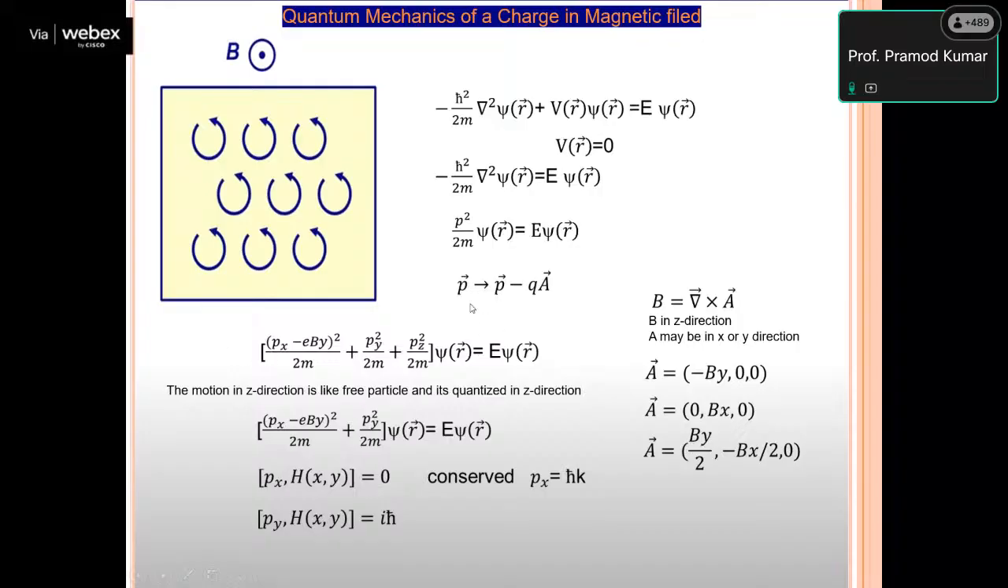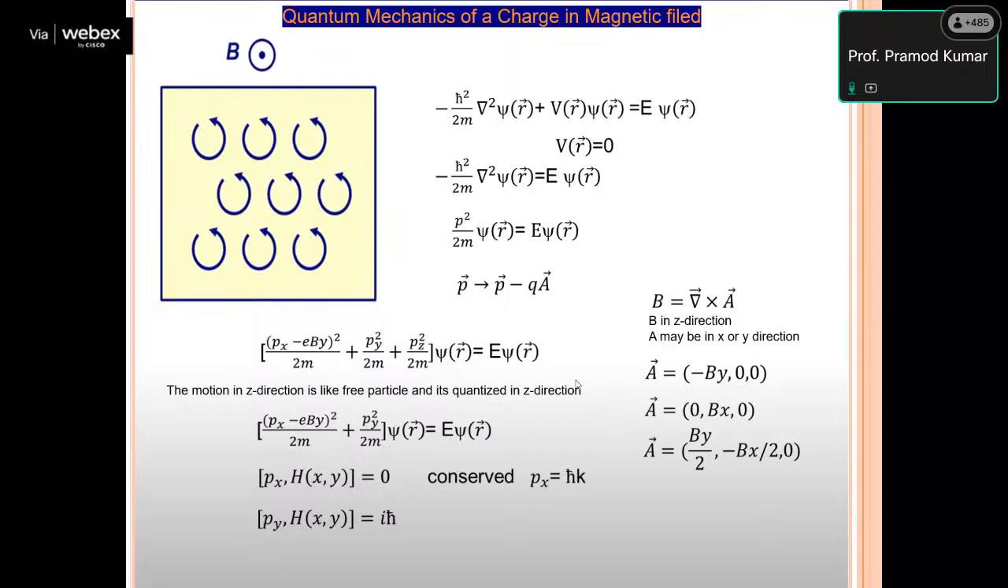Now, in place of p, we are going to choose the first component. Because p has three components x, y, z, we can rewrite p_x squared by 2m plus p_y squared by 2m plus p_z squared by 2m. So p_x we replace with p_x minus eBy, whole squared, plus p_y squared by 2m plus p_z squared by 2m, psi of r equals E psi of r.